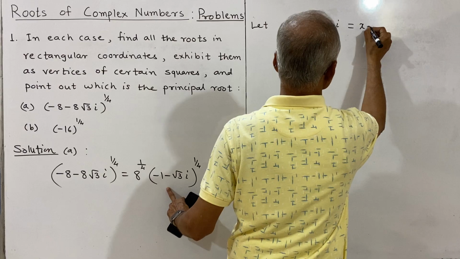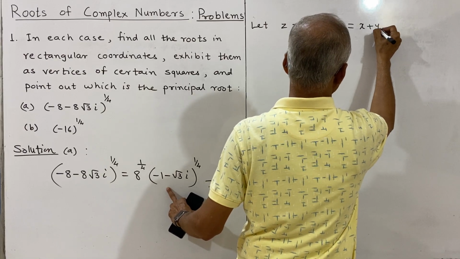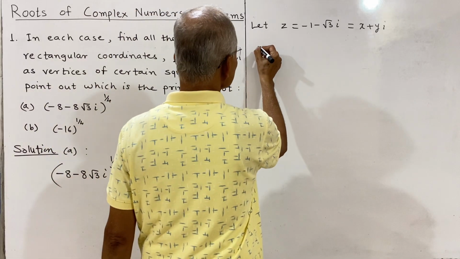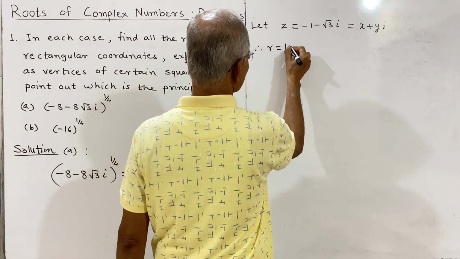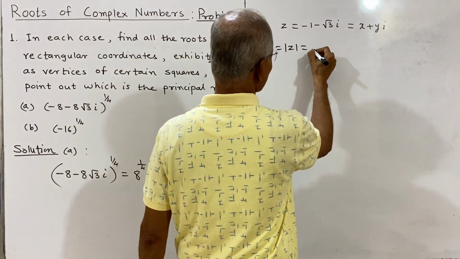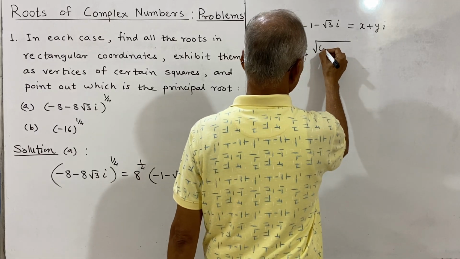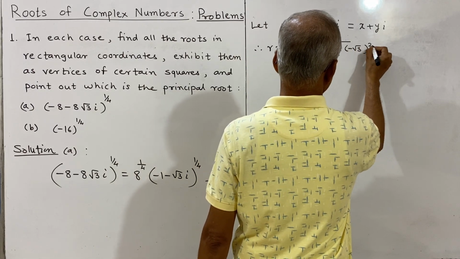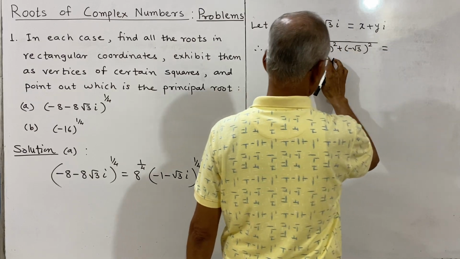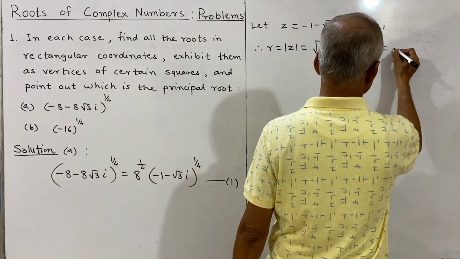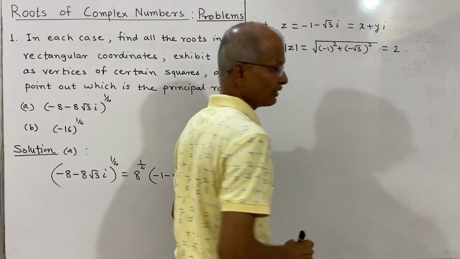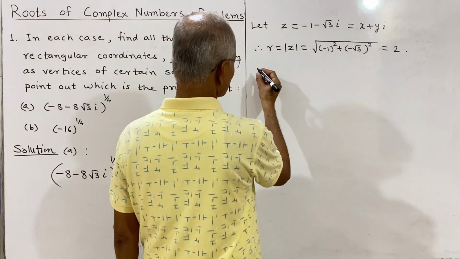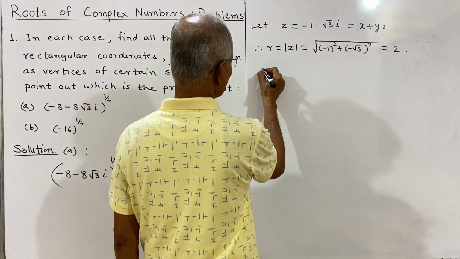Let z be −1 − √3 i, or in usual notation x plus y i, and here r is the absolute value of z, and that is the square root of x squared plus y squared, that is (−1) squared plus (−√3) whole squared, or this is 1 plus 3, which is root 4, and the positive value we have to take, that is 2.